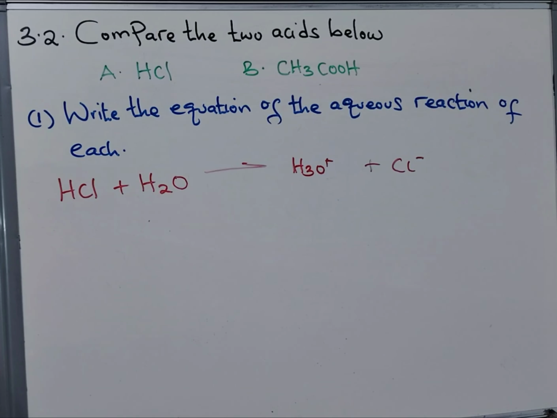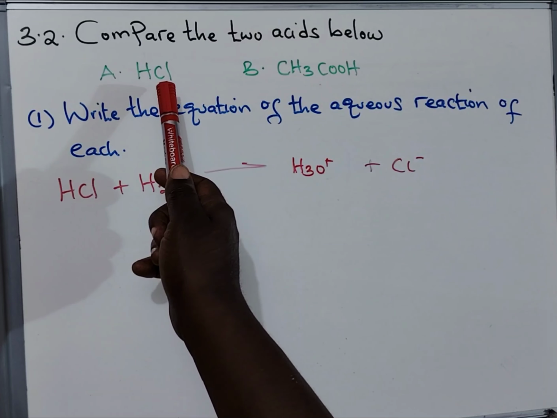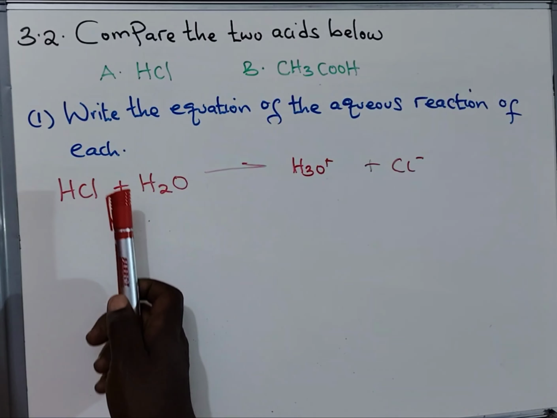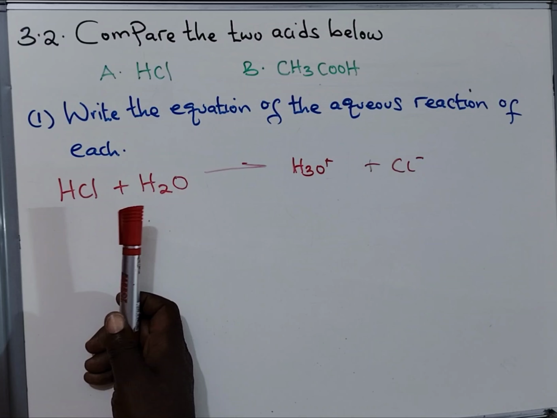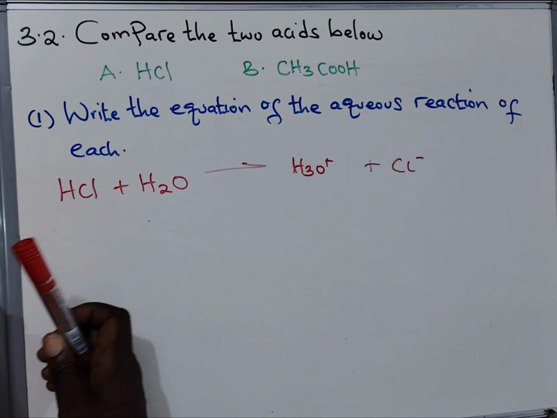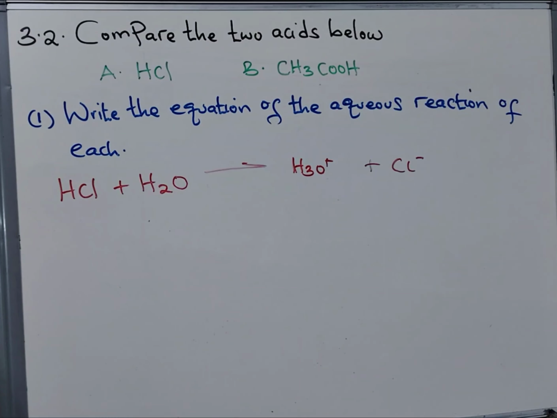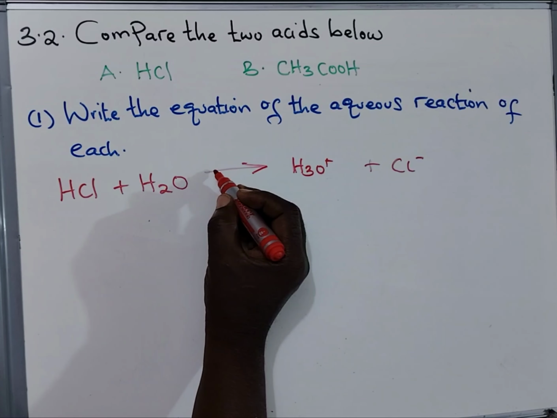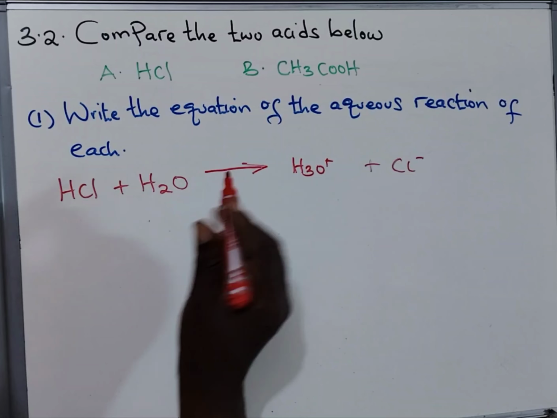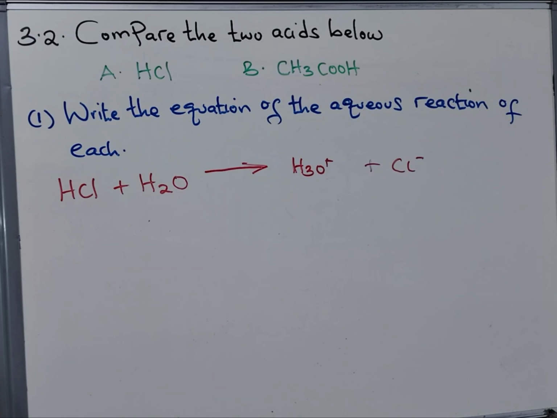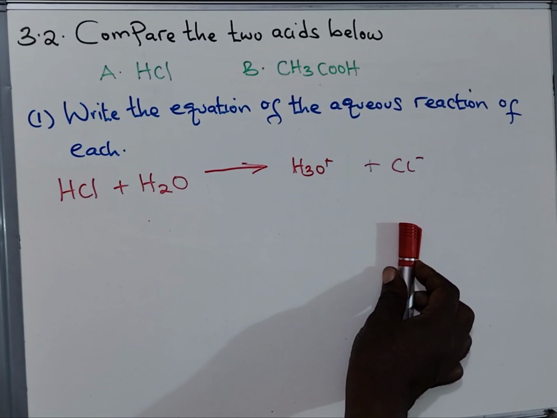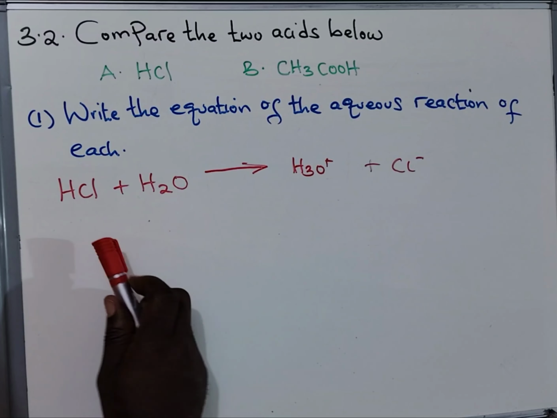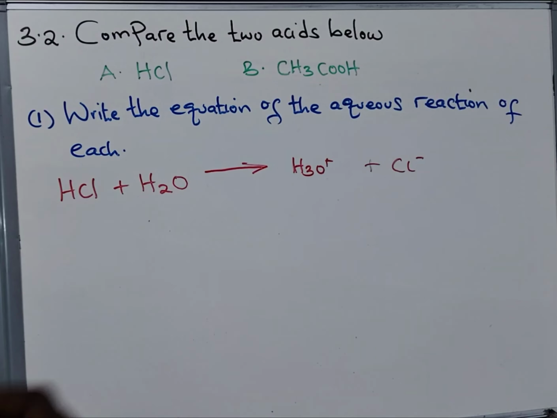Now, there's something you need to know here, which is very important, that hydrochloric acid is a strong acid. And what do we say about strong acids? They undergo complete ionization. That means that what you have here is an arrow pointing in one direction. The acid is completely ionized. Going in one direction means that at the end of the reaction, we don't have hydrochloric acid.